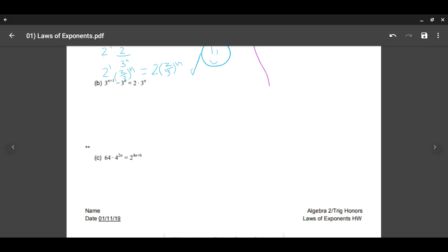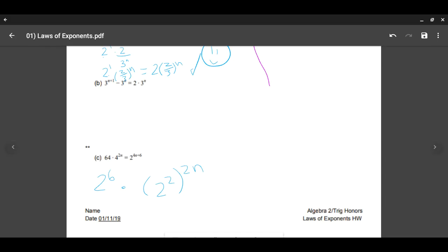So you need to ask yourself, well, what power of 2 is 64? So take a minute and think about what power of 2 do I need to get 64? And that's going to be 2 to the 6th. So I'm going to rewrite 64 as 2 to the 6th. I can also rewrite 4 as 2 squared. So I'm literally going to replace everything on the left-hand side of the equation with that.